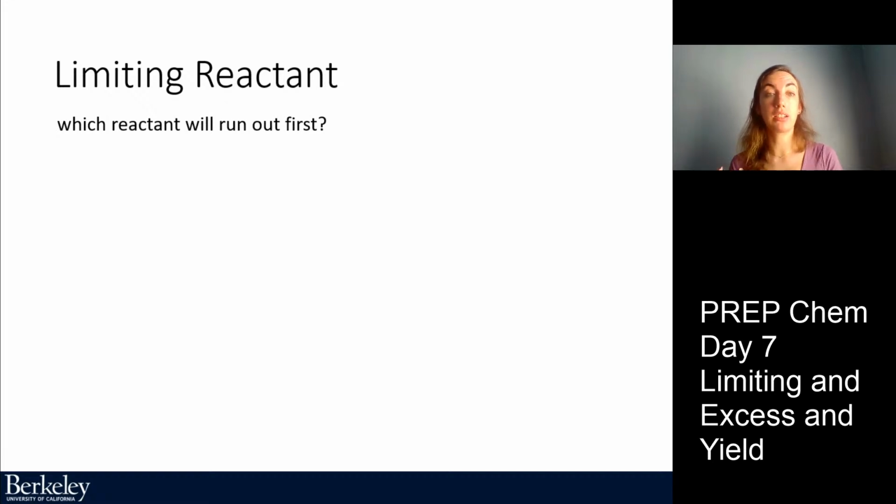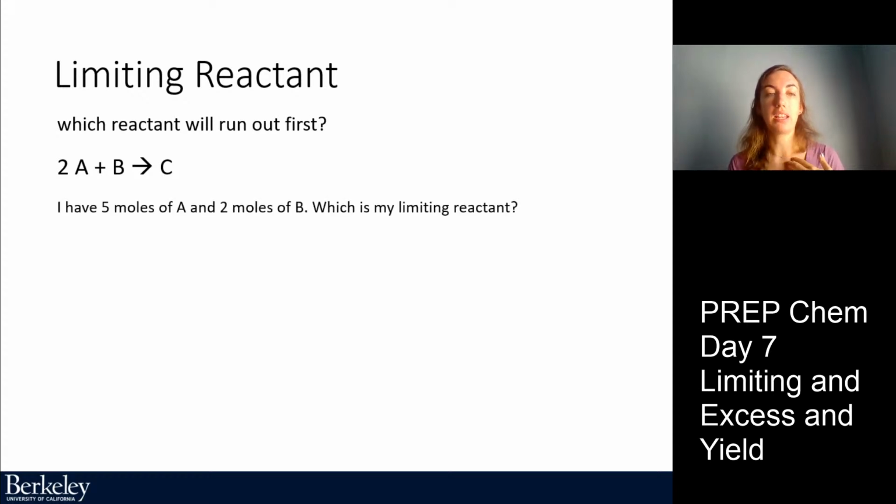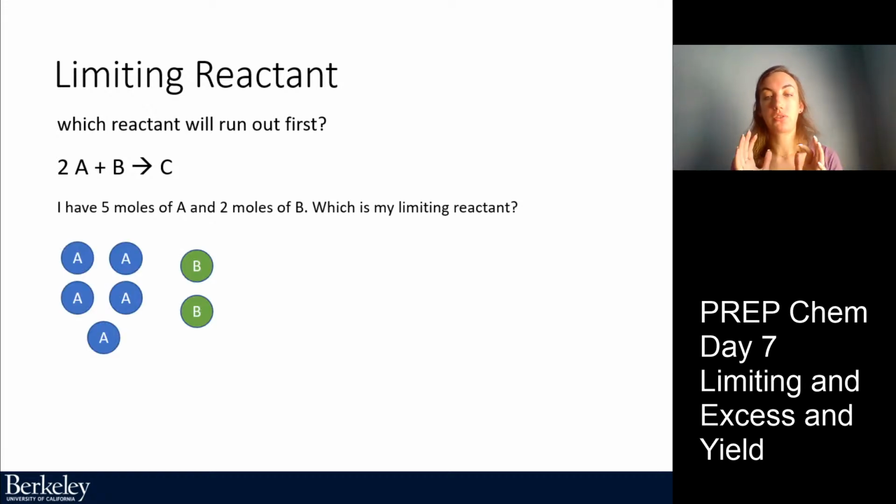So my limiting reactant is the reactant that will run out first. If I have a reaction that says 2A plus B goes to C, and let's say that I have 5 moles of A and 2 moles of B, I want to know what my limiting reactant is. I'm just drawing it out visually here: 5 moles of A and 2 moles of B, and this is the reaction that I'm running, 2A plus B goes to C. I want to know which reactant will run out first.